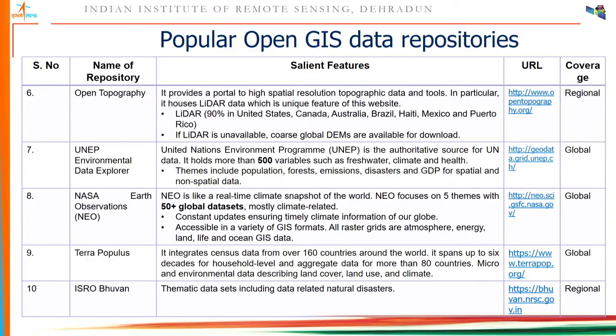Then the UNEP Environmental Data Explorer. This is the United Nations Environment Programme. They also provide an authoritative source of United Nations data. It holds more than 500 variables such as fresh waters, climate, and health. And this theme-specific data, which includes population, forests, emissions, disasters, GDP, for both spatial and non-spatial data, you can directly download. It's available as global coverage. These are not regional specific data. The entire global data sets are available for you to download.